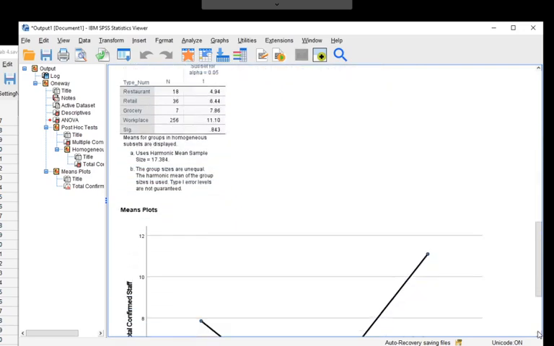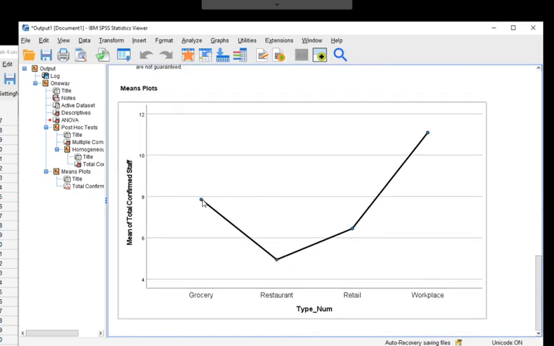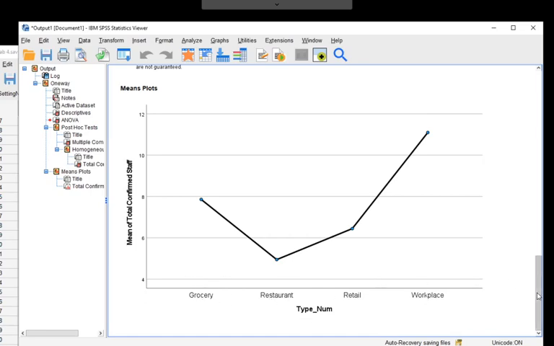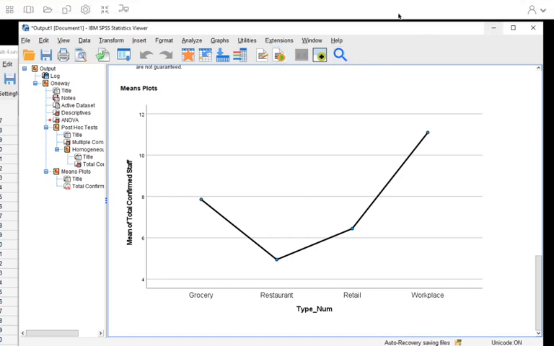And then finally, the means plot just shows that this was the mean for grocery, mean for restaurant, mean for retail, and mean for workplace. So that's why I labeled the numbers, right? Otherwise, we wouldn't know. We would just see 1, 2, 3, 4. But by labeling it, you can see which numbers correspond to which. Okay.